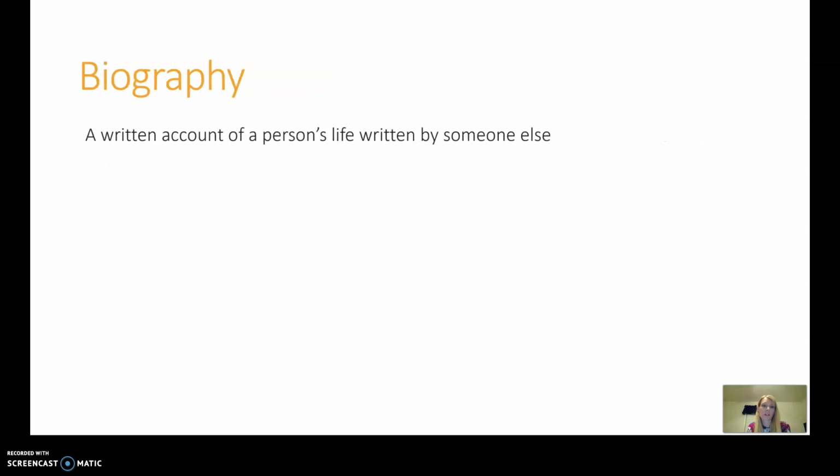All right, biographies are written accounts of a person's life, but they're written by somebody else. They can be about their entire life or just a part of that person's life. Autobiographies are written accounts of a person's life that's written by that person.